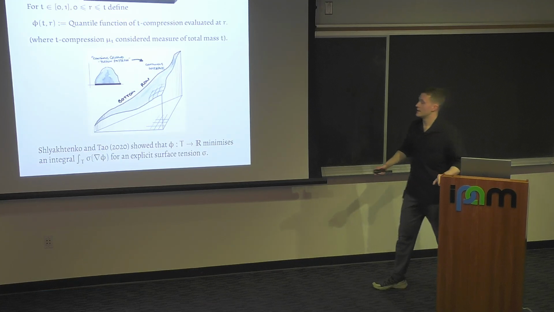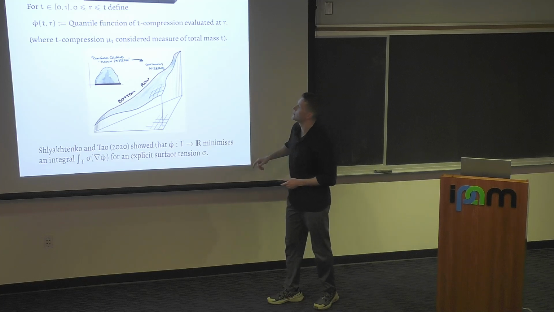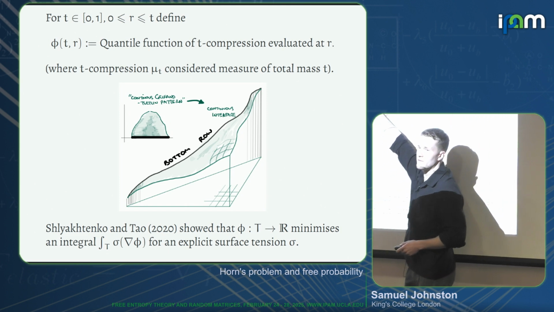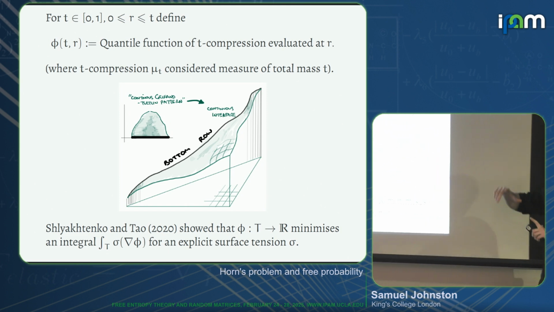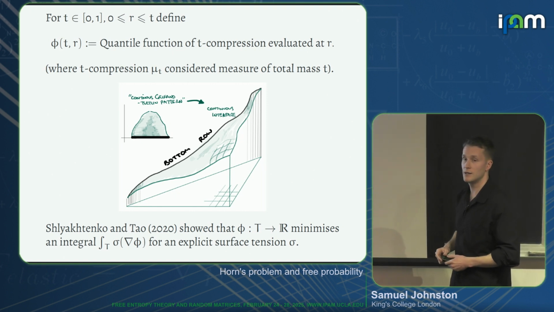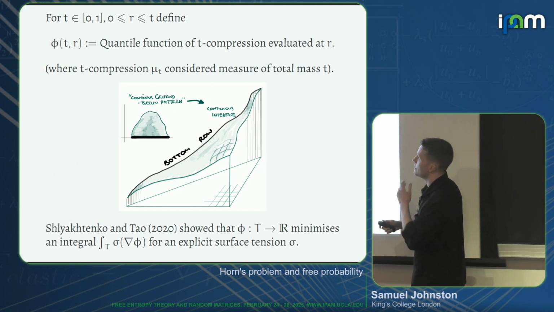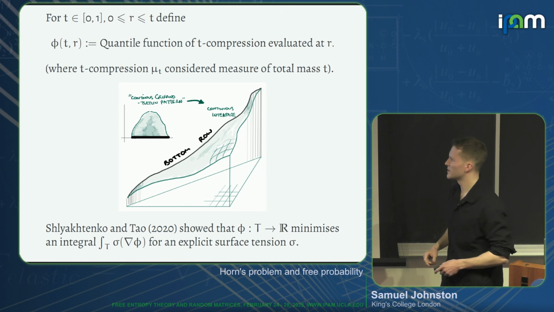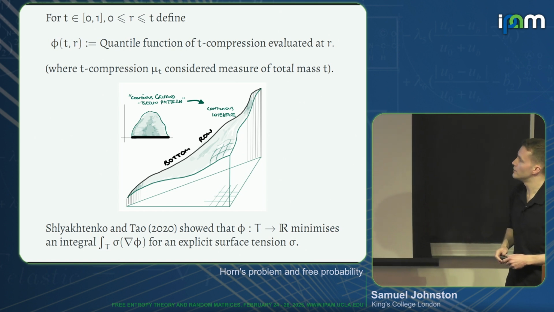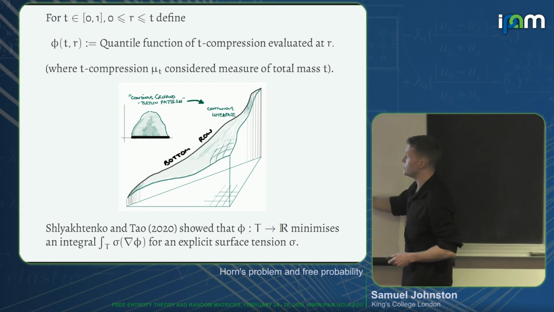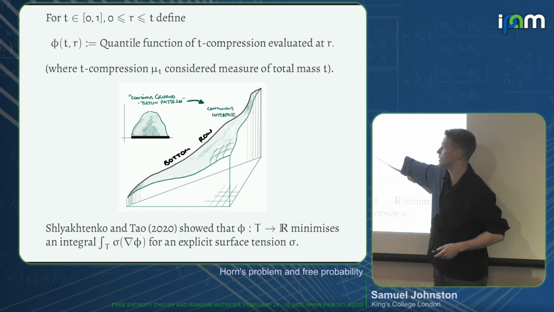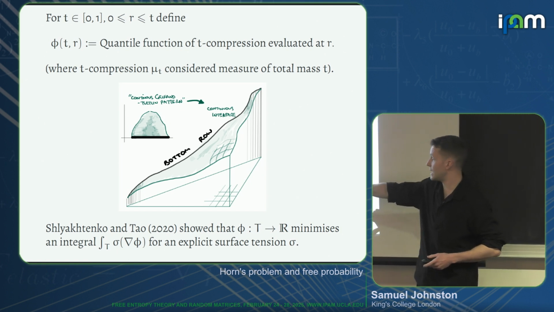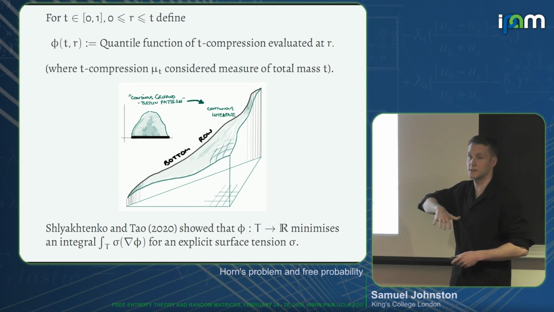So Sheffield-Tao... Sorry, Šlétenko and Tao recently observed the following. If you take the quantile function of t-compression, and I'm being a bit informal here, it's this probability measure that describes the eigenvalues of a tn by tn minor of a large random matrix. And if you write phi(t, r) as the quantile function of t-compression evaluated at r, so this is like the rth largest eigenvalue of the t-compression, then you can construct a function phi defined on a triangle like this. And what Šlétenko and Tao observed is that this function phi appears to minimize a certain surface tension integral.